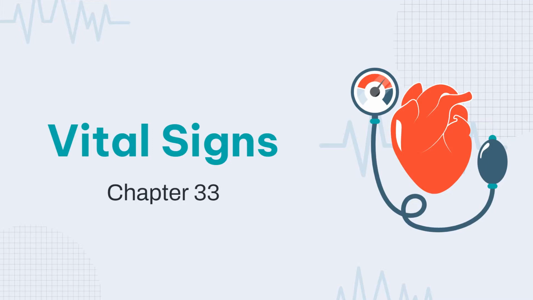Today we're going to be discussing vital signs. This information can be found in Chapter 33 of your textbook. Vital signs reflect the function of three body processes: regulation of body temperature, breathing, and heart function. The vital signs of bodily function are temperature, pulse, respirations, blood pressure, pulse oximetry, and pain.